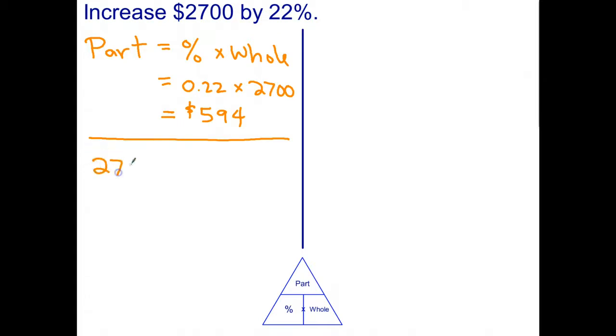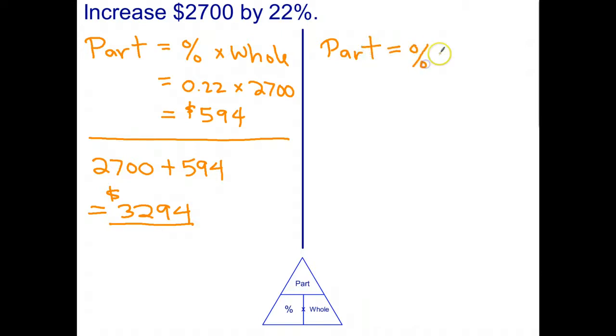So to finish off the question, we need to take the 2,700 and add to it the $594 increase. 27 plus 5 is 32, and 0 plus 94 is 94. And the final answer, $3,294. Now there's another way you could do this question. You're going to basically use the same formula.